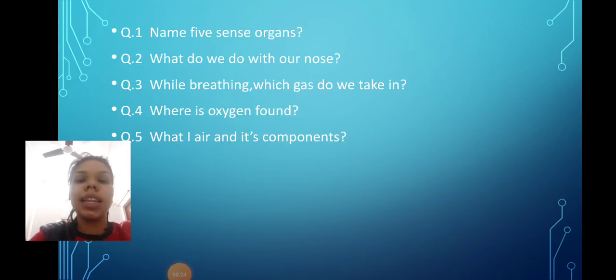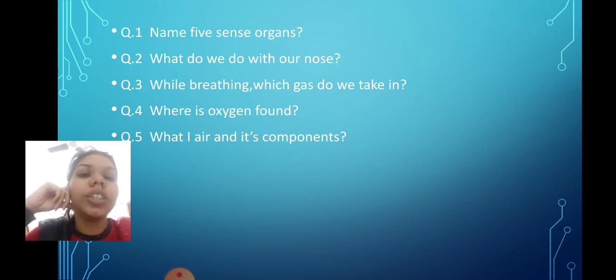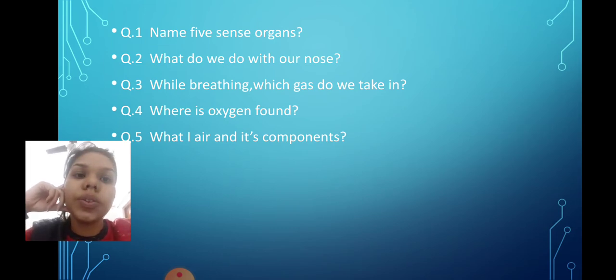Okay, name five sense organs. Yes, the five sense organs are eyes, ears, nose, tongue, and skin. What do we do with our nose? We breathe with our nose. While breathing, which gas do we take in? Yes, while breathing, we take in oxygen.